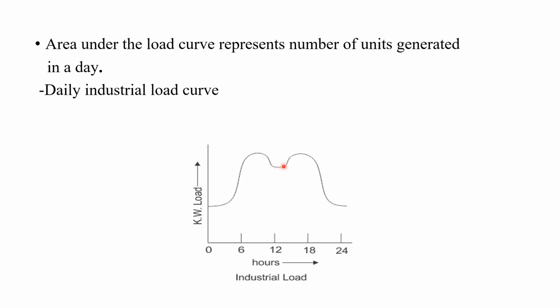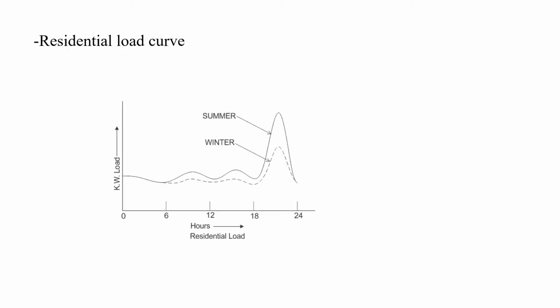Okay, and after this break time, it will start again and will be maximum for some time, like 6 p.m. or 7 or 8 p.m., and after that it will decrease drastically, and some of the machineries will work 24 hours. That is indicated by this region. So this is the graphical representation of the daily industrial load curve.